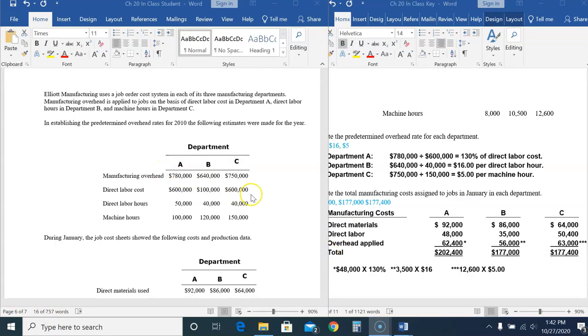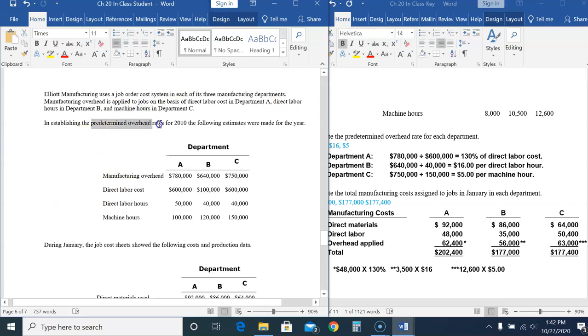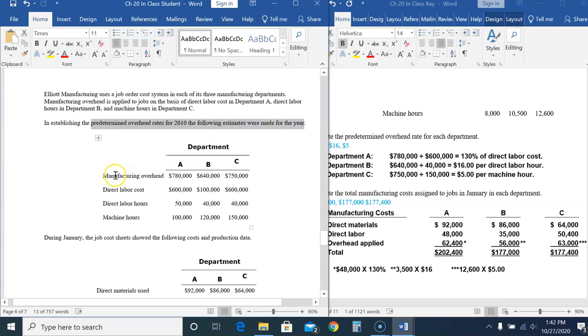Okay, one last problem to get this solidified in our head. Elliott Manufacturing uses job order cost system. Manufacturing overhead is applied on the basis of direct labor cost in Department A, direct labor hours in Department B, and machine hours in Department C. So they have identified 3 different cost drivers, a different cost driver in each department. They're establishing the predetermined overhead rates for 2010, and we have the following estimates.